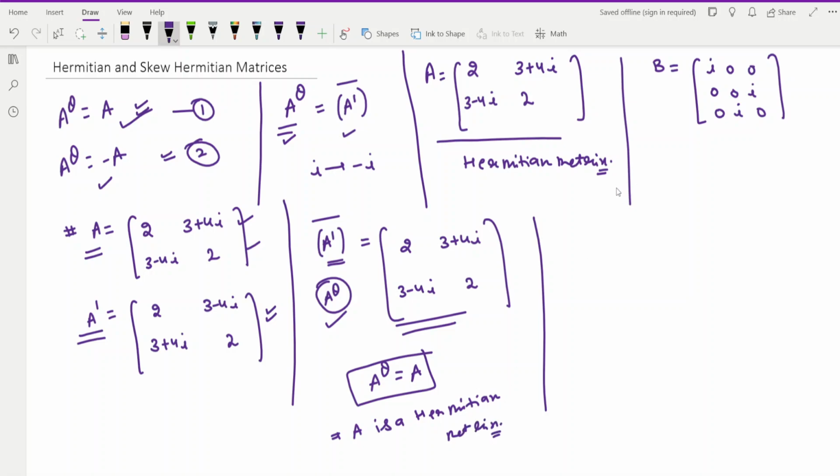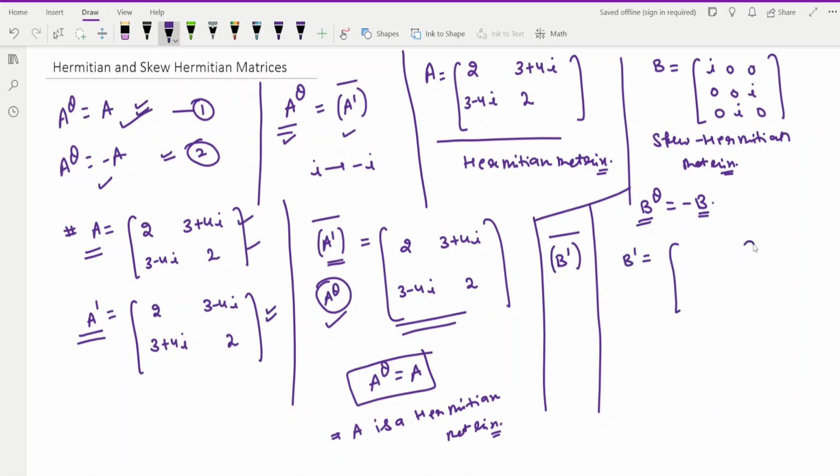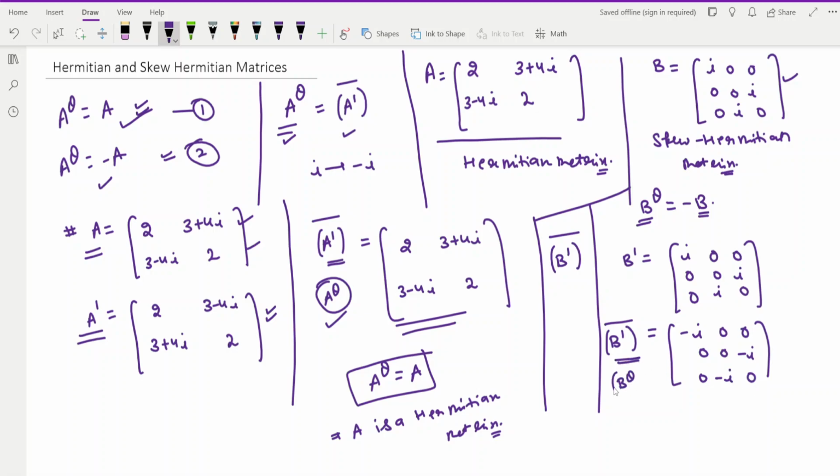Thereafter, we will go for the validation of matrix B. For matrix B, I want to claim that it is a skew Hermitian matrix. In order to prove this, I have to prove that B theta is equal to minus B. Firstly, I will focus on B theta. B theta means B transpose and its conjugate. So let me first get B transpose, the transpose of this matrix: iota 0 0, 0 0 iota, 0 iota 0. Thereafter, I will take the conjugate of this transpose. That will be minus iota 0 0, 0 0 minus iota, 0 minus iota 0, and ultimately this is B theta.